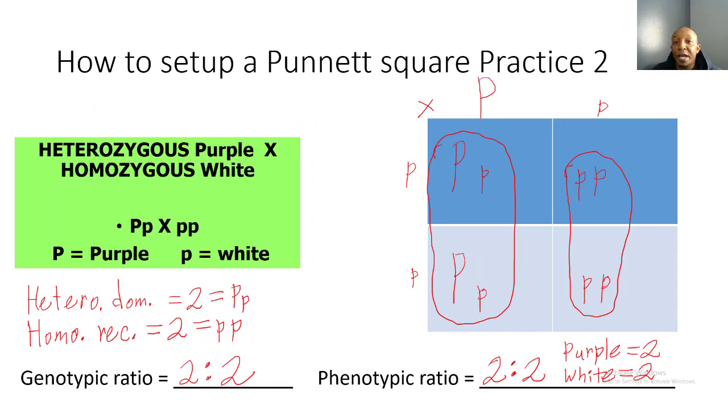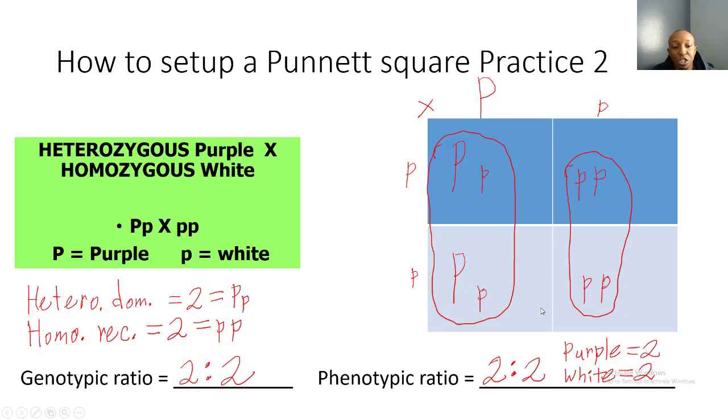So now let's check and see how you did on this second practice problem. So we have a heterozygous purple across the top, crossed with a homozygous white going across the sides. So now let's go ahead and cross them. So I have a big P, little p, so we have heterozygous dominant right here. Cross these two, we have a homozygous recessive. Cross these two, we have a heterozygous dominant right here. And then cross these last two, and we have homozygous recessive.